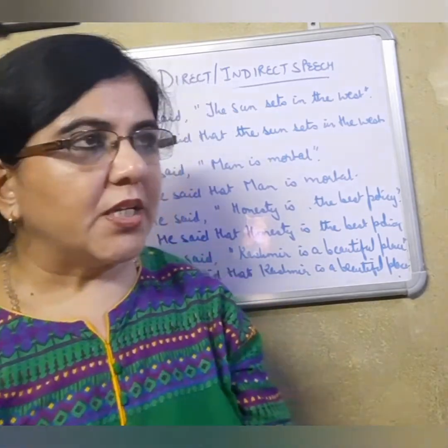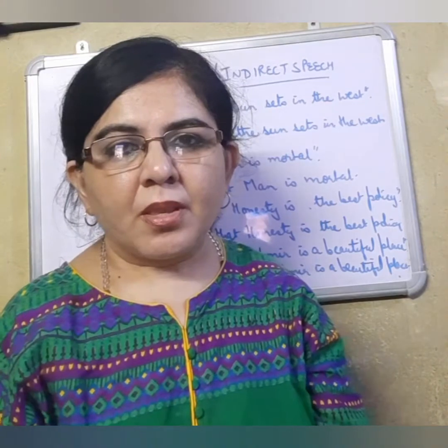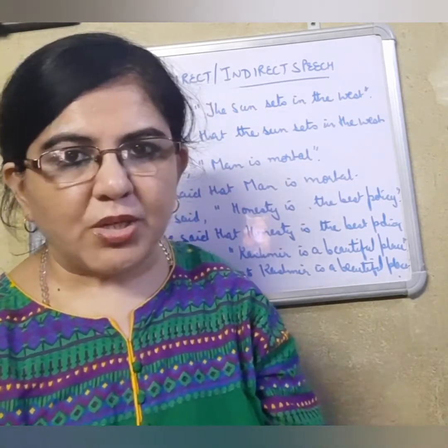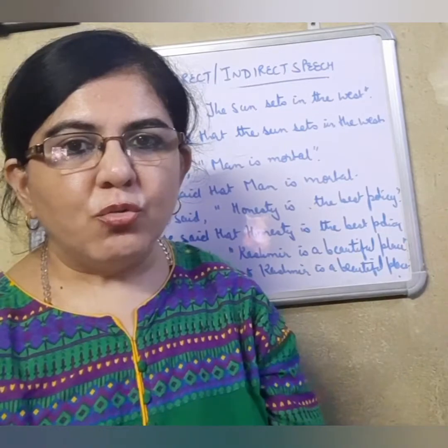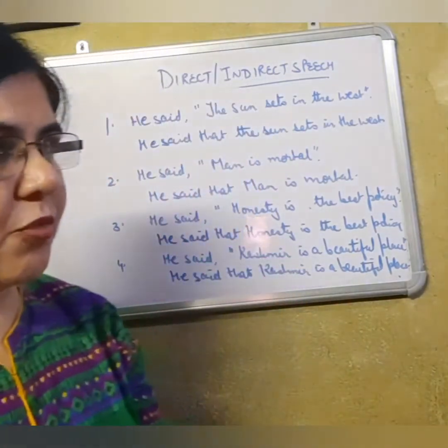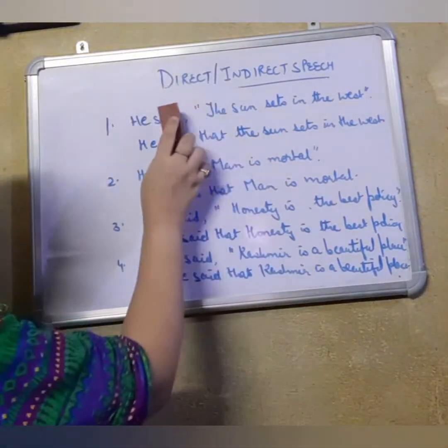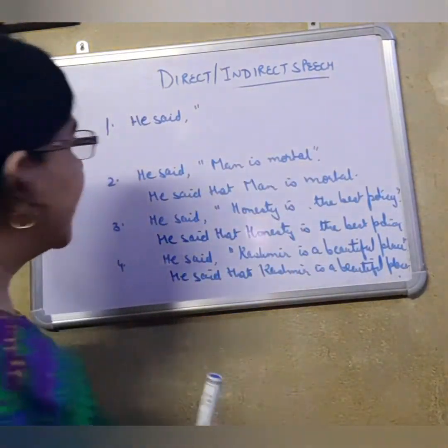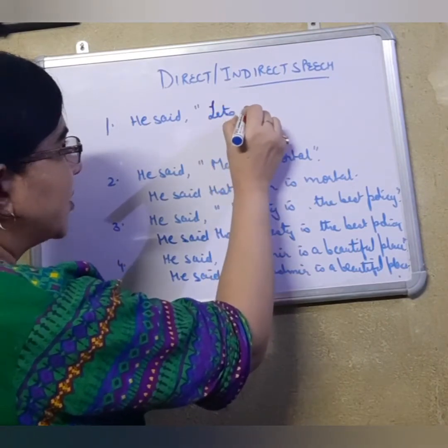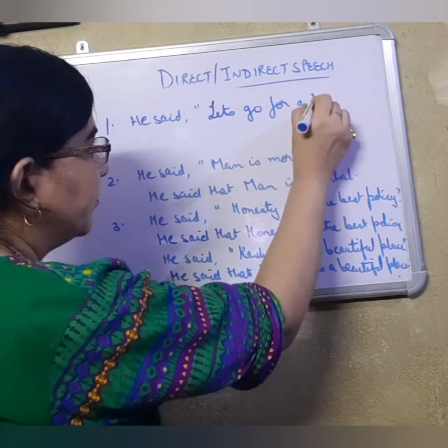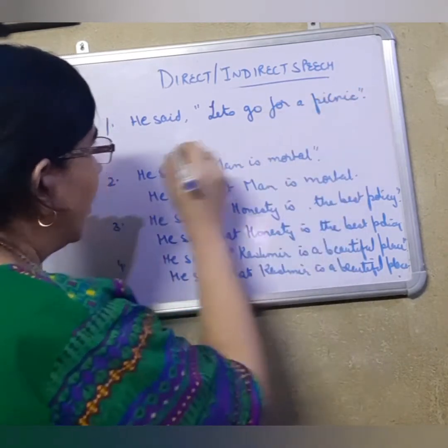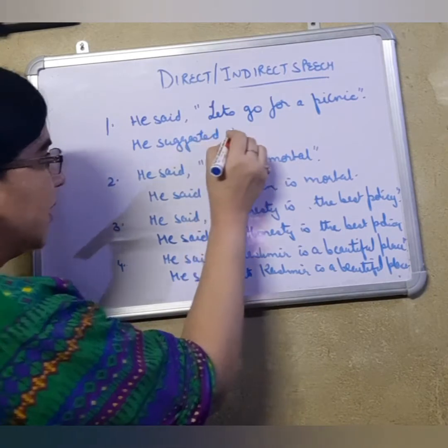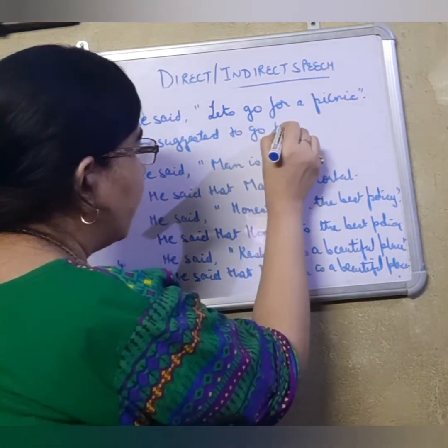And you can also have sentences like, he said to me, come with me. He told me to go with him. So these simple sentences you can easily do. Then if suppose a sentence comes like, he said, let's go for a picnic. So he was suggesting or proposing to us. So he suggested to go for a picnic.